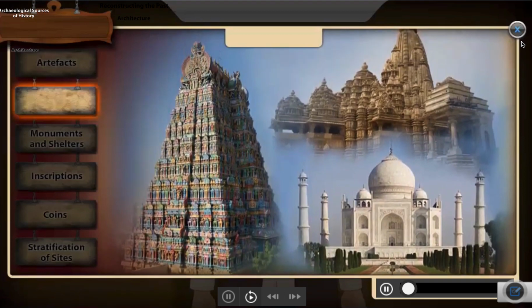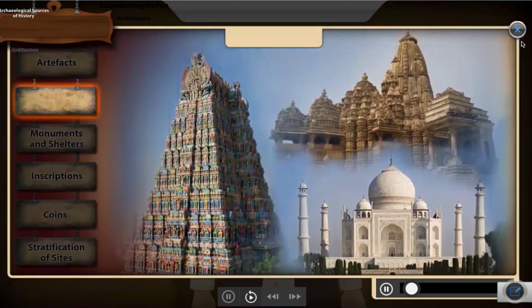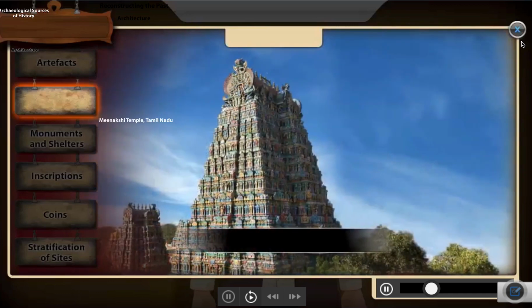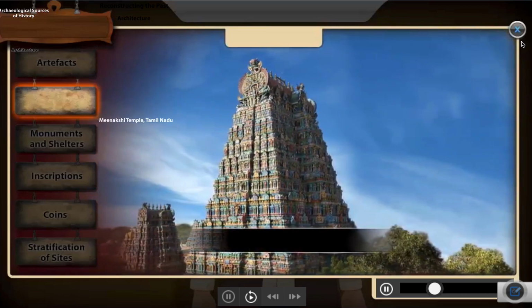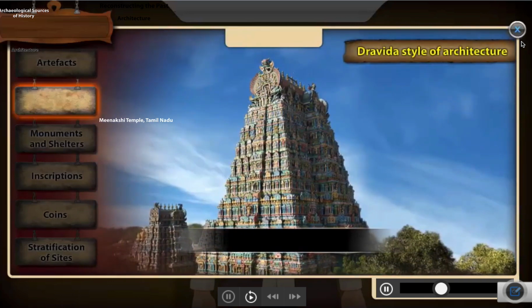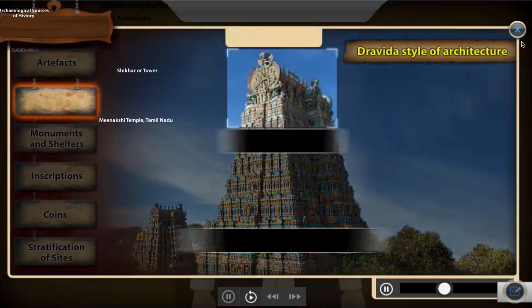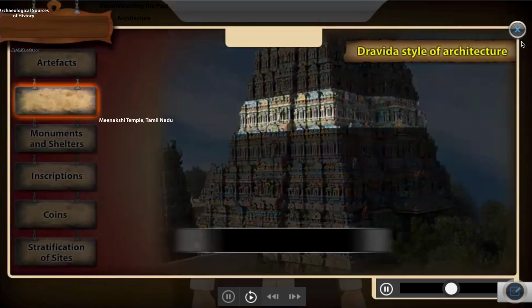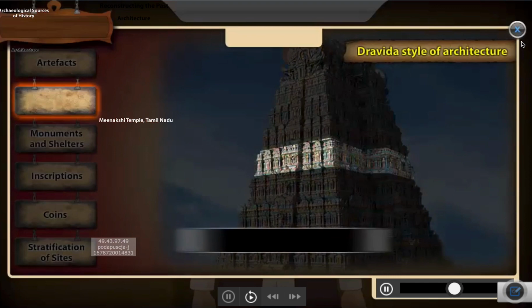Architecture is an important source that helps to reconstruct the past. Architectural features such as structure, design, and materials used tell us about the geographical features of the area, availability of materials, and the influence of culture of the period. For example, even today, many pyramid-shaped temples in South India reflect what is known as the Dravida style of architecture. Here, the shikhar or the tower of the temple comprises one story built over the other, the size of each higher story progressively becoming smaller.